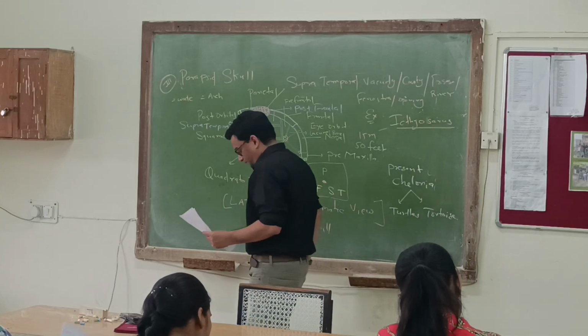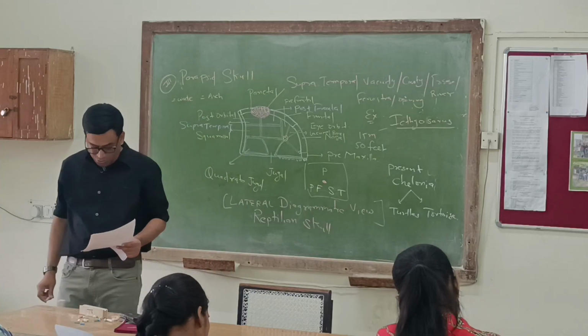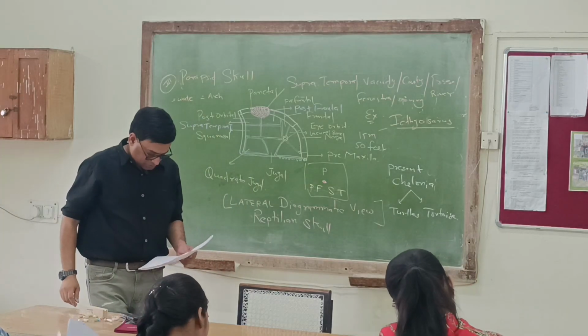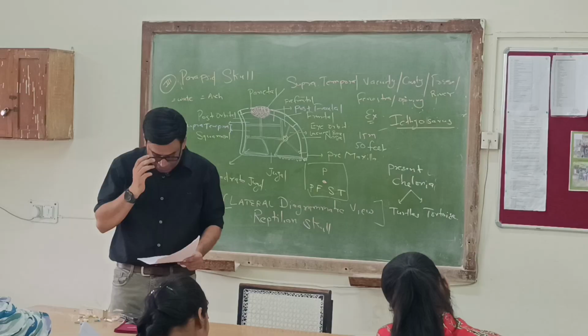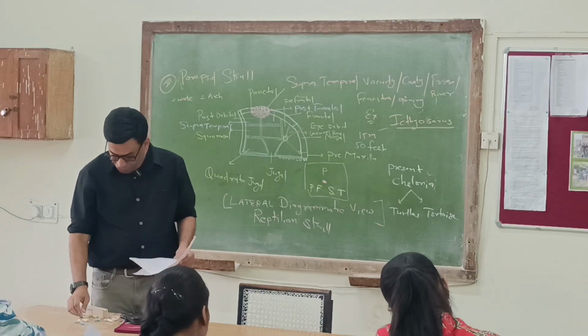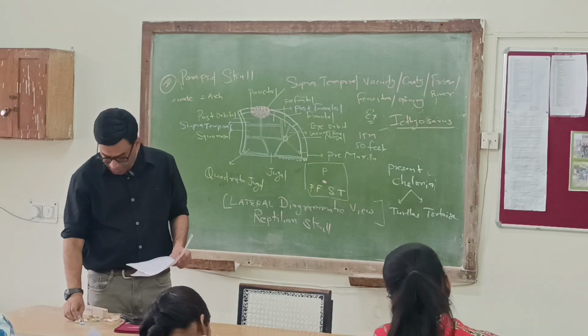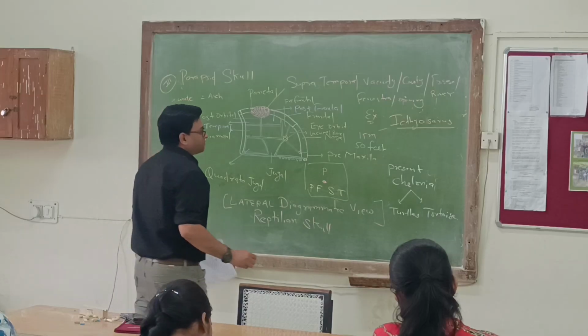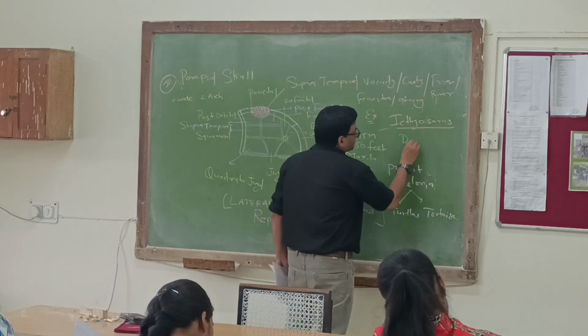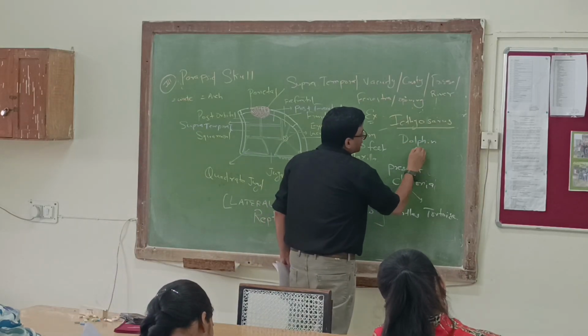Ichthyosaurus, it is again a very huge animal, near about 50 to 40 feet, and it was dolphin-like, like the present-day dolphin, fish-like.